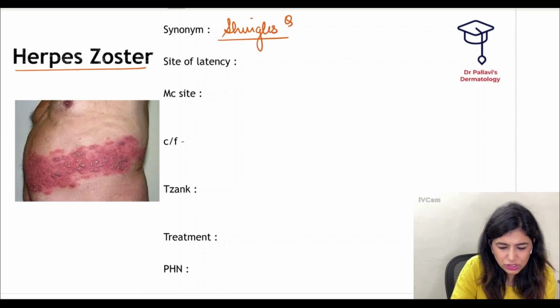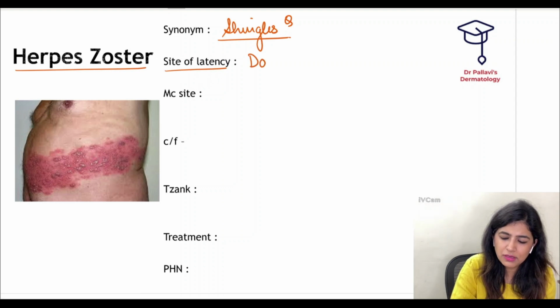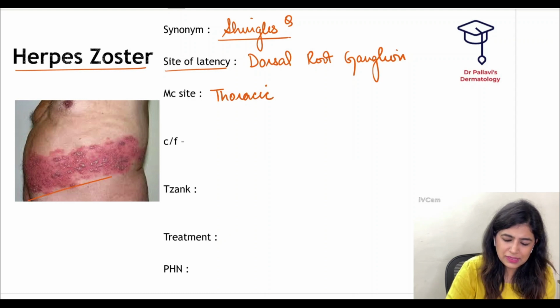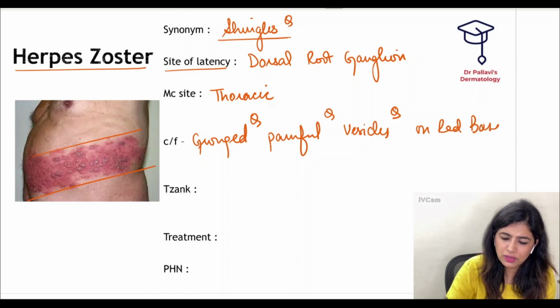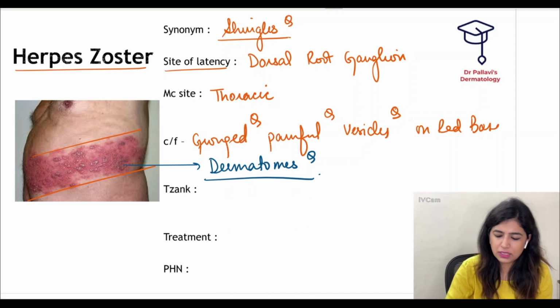So you get a question on shingles. Where does the virus lie latent? In the dorsal root ganglion. Most common site of eruption, thoracic area. Presents as multiple grouped painful vesicles on a red base. What is the distribution? Very beautiful. You can see in the image also. Presents along the dermatomes. So this eruption happens along the dermatomes.